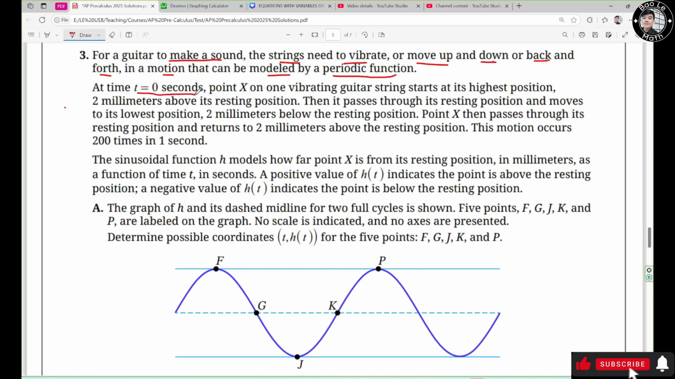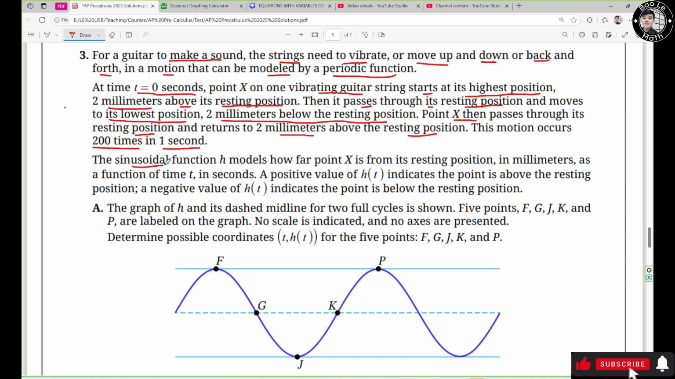At time t equals 0 seconds, point S on one vibrating guitar string starts at its highest position, 2 millimeters above its resting position. Then it passes through its resting position and moves to its lowest position, 2 millimeters below the resting position. Point S then passes through its resting position and returns to 2 millimeters above the resting position. This motion occurs 200 times in 1 second.